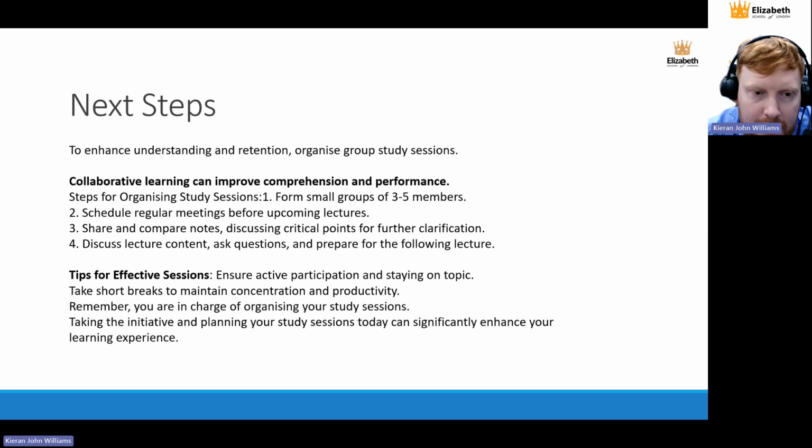Make sure that you are regularly meeting before any lectures. In that situation, you will be sharing and comparing your notes and discussing anything critical that has come from it. And then after your lecture, make sure that you are discussing what has come up, asking questions to each other, and then preparing for the next lecture after that. For these kind of sessions to work, you really need to make sure that everybody is actively participating. Make sure you do take some little breaks to ensure that you are fully concentrated and productive.